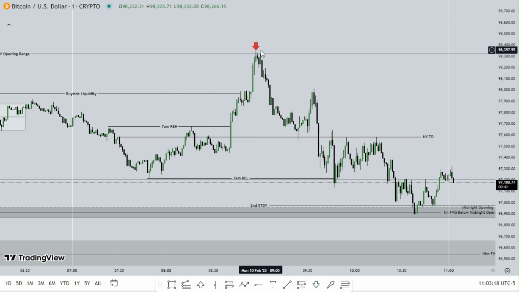But if you do miss this entry, the price created a displacement low and it traded lower to this low and retraced back to this fair value gap here. As you can see, we have this fair value gap where the price traded to it.